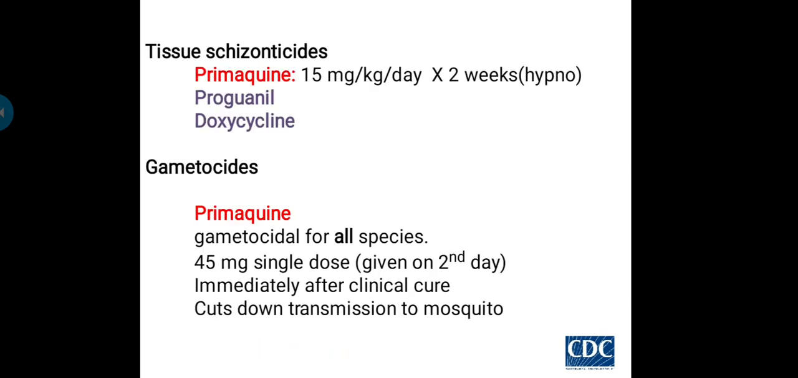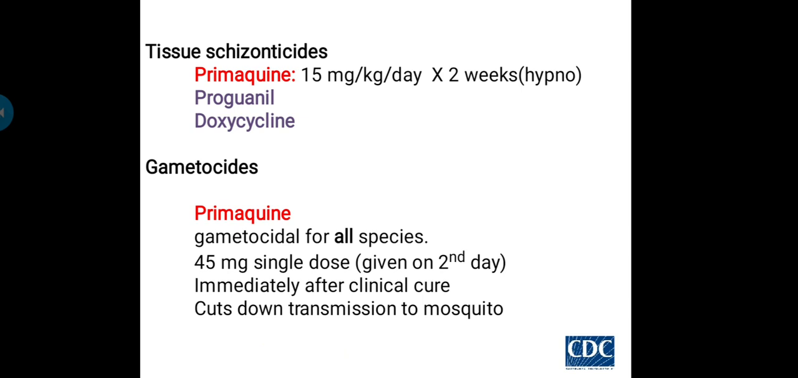So what is the tissue schizonticide? There is primaquine. So this is the drug which is useful for the treatment of the relapse of Plasmodium vivax infection, because primaquine acts on the hypnozoites to kill them and prevent the development of relapse. So what is the dose of primaquine for the prevention of relapse in vivax malaria? That is 50 mg, not per kg, sorry, 15 mg per day for 2 weeks for killing the hypnozoites. Also, we have proguanil, doxycycline, that can act as tissue schizonticides.